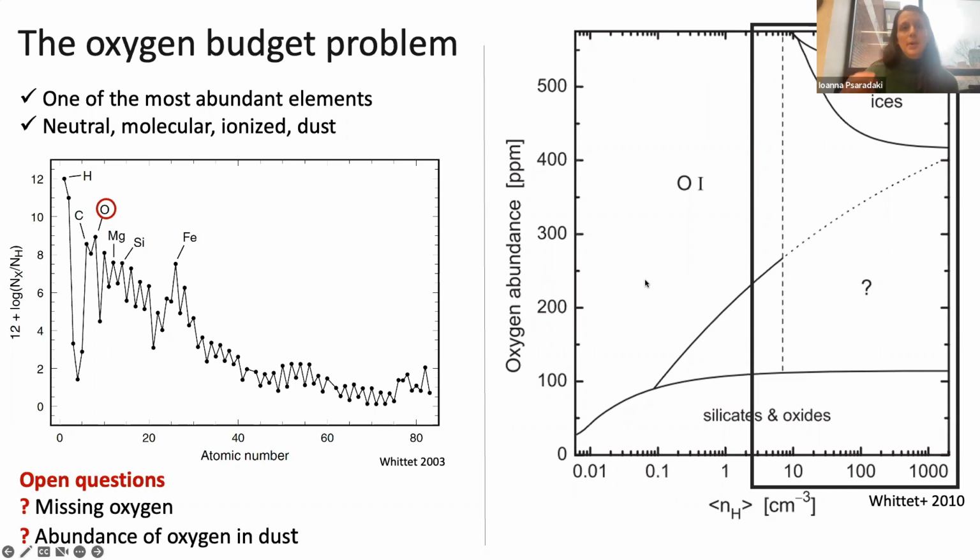So what is the problem? There is a problem called the oxygen budget problem in the ISM. Basically, this is illustrated in this plot, where in denser environments of the ISM, the combined contributions of CO gases, ices, and dust, silicates, and oxides, cannot account for all the oxygen that we expect to see according to some standard values. So where is it, and in which form? And this is mainly in the denser environments of the ISM.